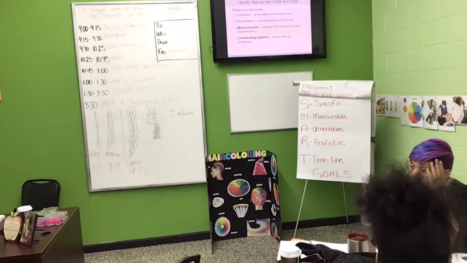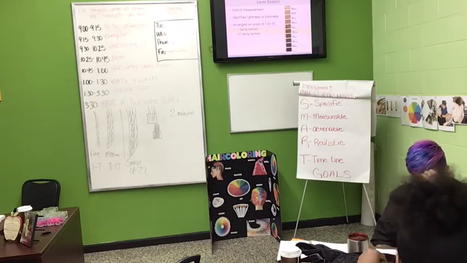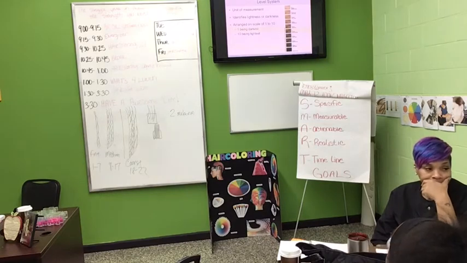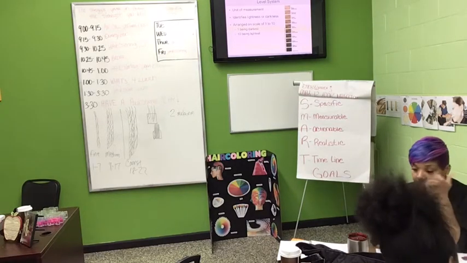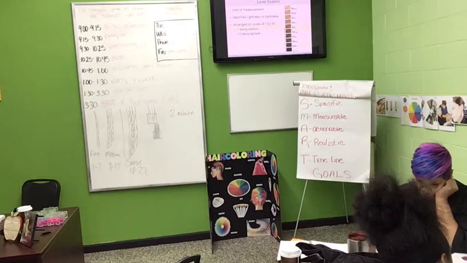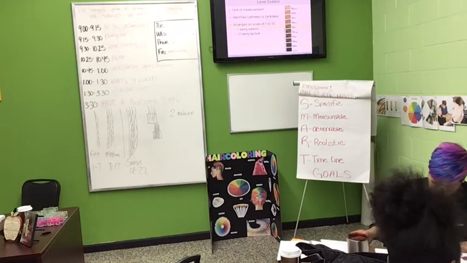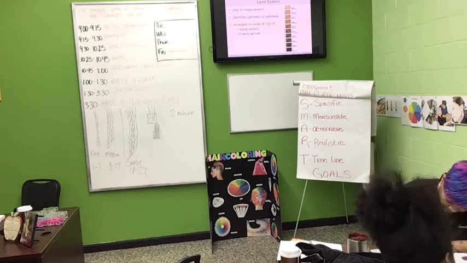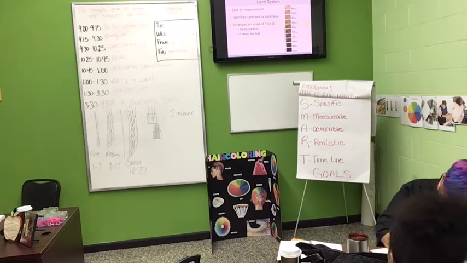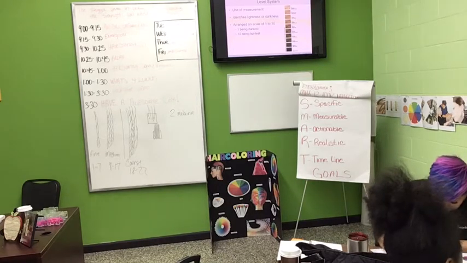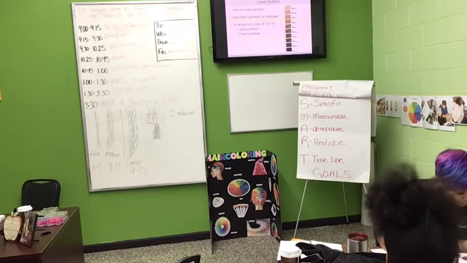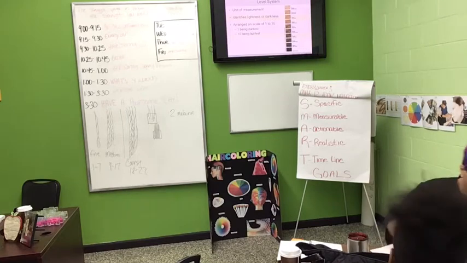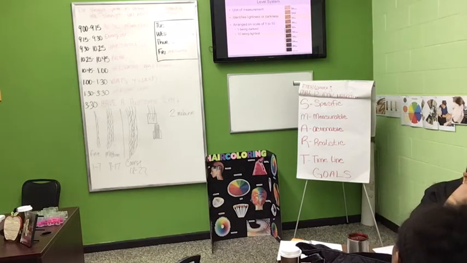Everybody say level system. Level system. Okay, the level system is a set of units of measurement used to identify the lightest to the darkest of the color. The level system is a system that colorists use to determine the lightness or the darkness of the hair color. Hair color levels range on a scale from 1 to 10, with 1 being the darkest and 10 being the lightest.